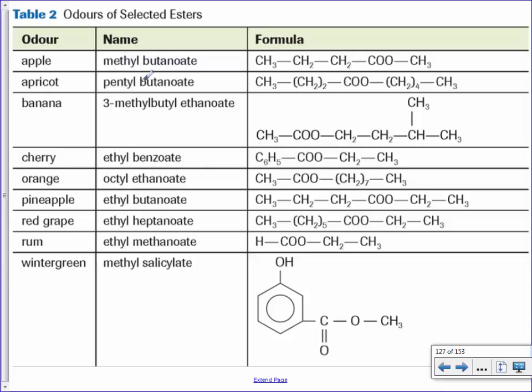Let's see if we can figure out why it's called a methyl butanoate. Here is that OO group sitting right there, which really means that it's actually going up and then it's going over.